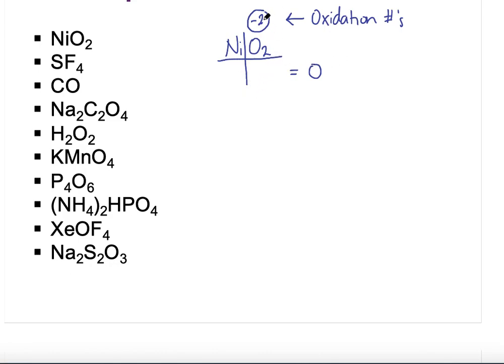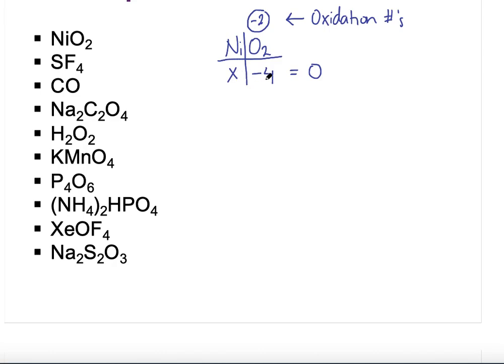All right, now since I have 2 of those oxygens, that means that I have to account for a total of -4. Basically, -2 times 2 is equal to -4. For nickel here, I kind of have a rule, but let's just say for right now that I'm going to call it x, since it's the only thing that I don't know.